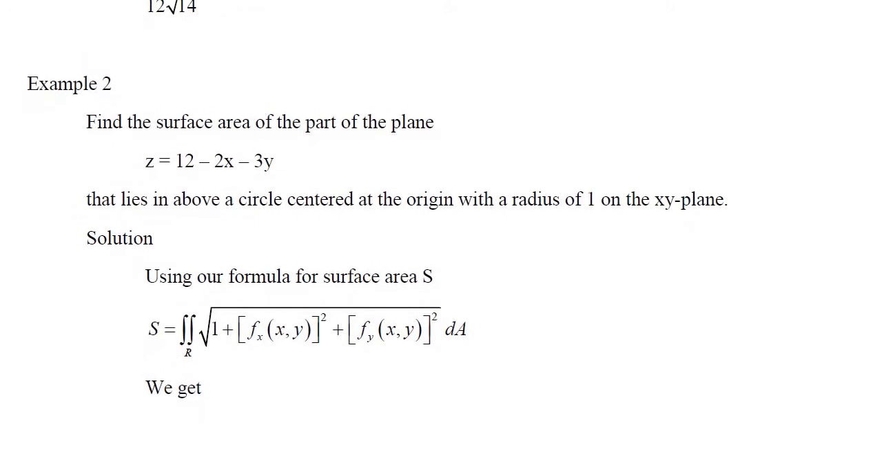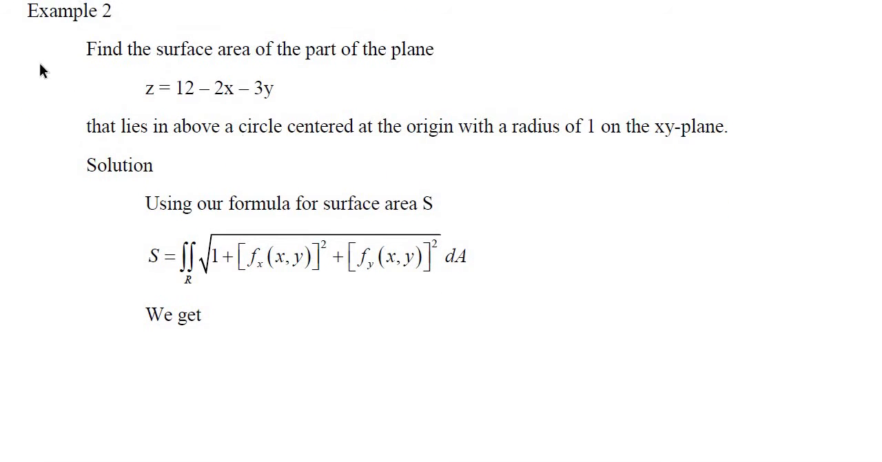So here I'm using the same plane. I want to find the surface area of the part of the plane z equals 12 minus 2x minus 3y that lies above a circle centered at the origin of radius 1 on the xy plane. So if you think about it, on the first example we had this diagonal plane and I was cutting a triangle out of it. Well, here I'm cutting a circle out of it. Well, it's a circle on the xy plane, but projecting it upwards, it's going to create something more like an oval.